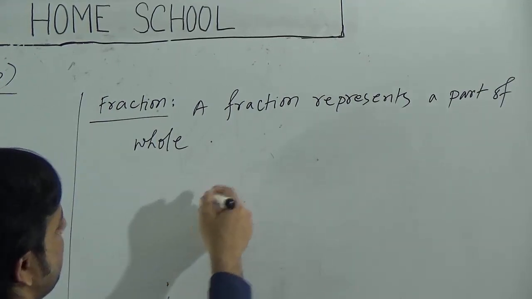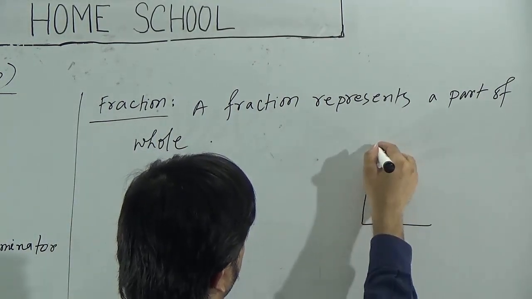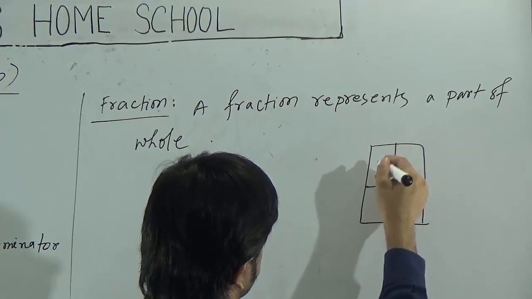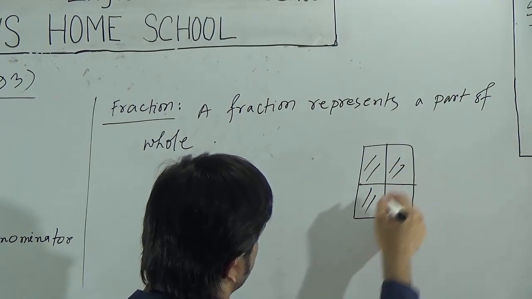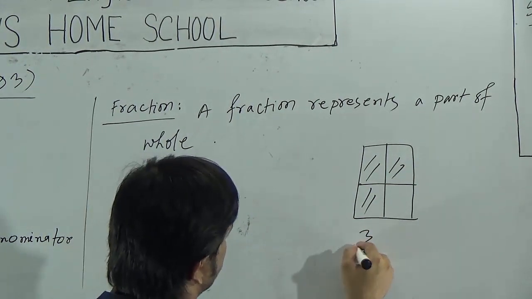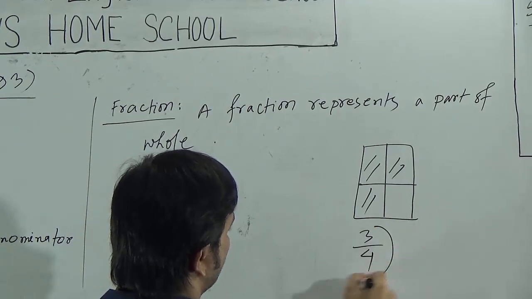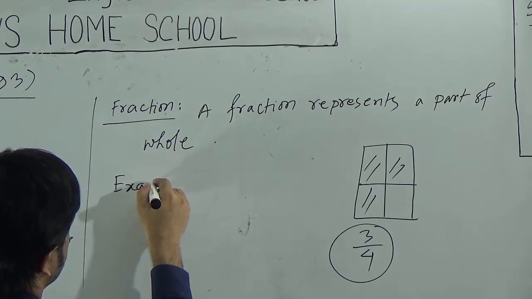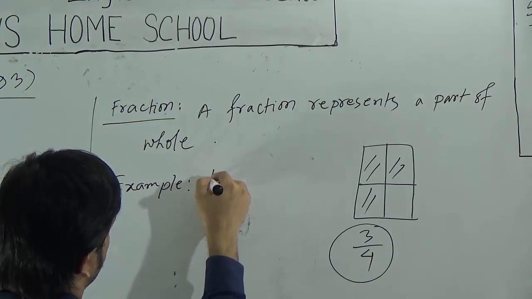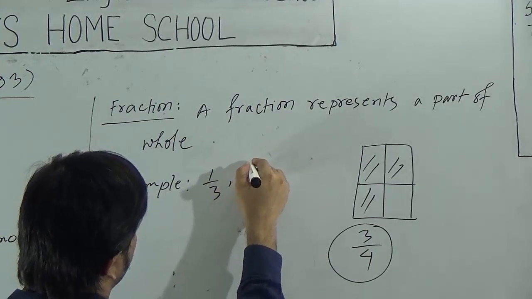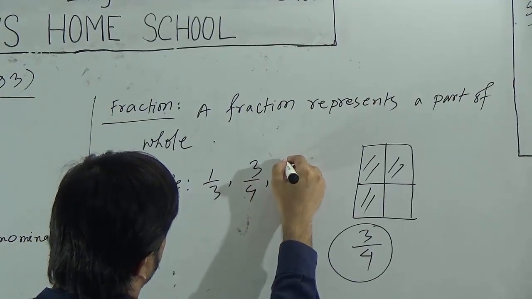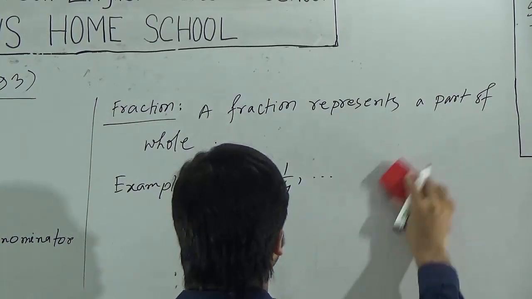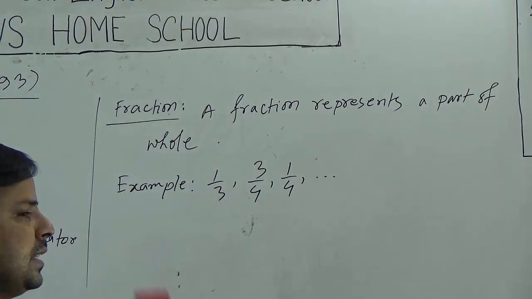It means that I have divided this into 4 equal parts. If I take 3 parts from this, then we can write this 3. I have taken 3 from 4. In this way we can represent. So we can write the example of fraction. 1 by 3, 3 by 4, 1 by 4. We can represent in this way. So these are fractions.